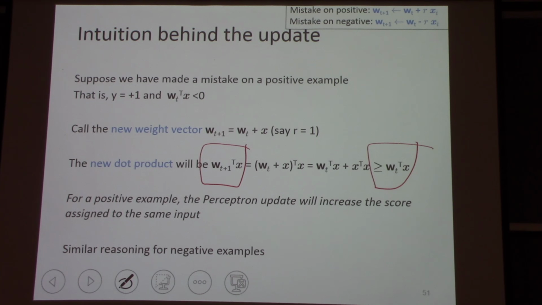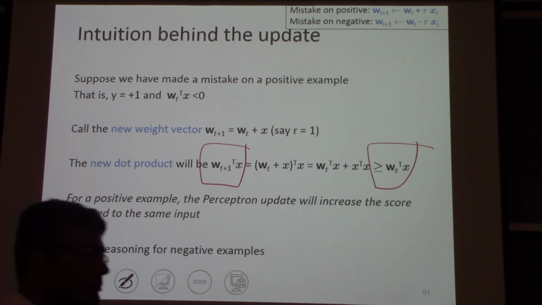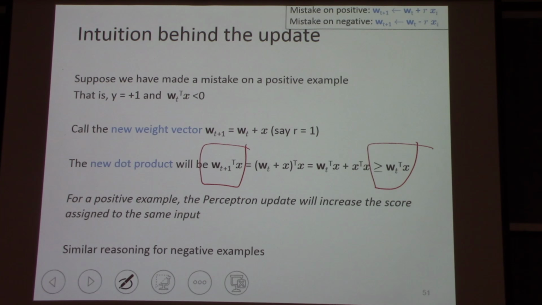What that means is you had a positive example and the score for it was negative. The score is the dot product. The score was negative, so you made a mistake, and you made an update such that the score becomes slightly more positive. Perhaps not greater than 0, but if you keep doing this again and again, eventually it will cross the threshold of 0 and it will stop making mistakes. And that's also the intuition behind the mistake bound that we will derive. And you can make a similar sort of argument for negative examples as well.